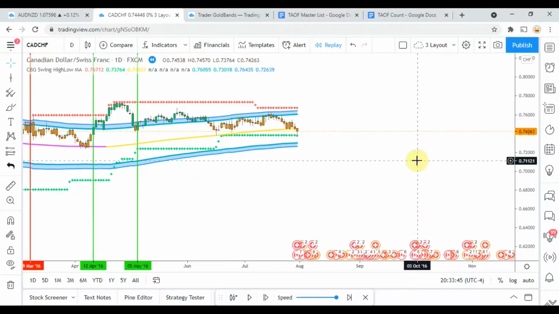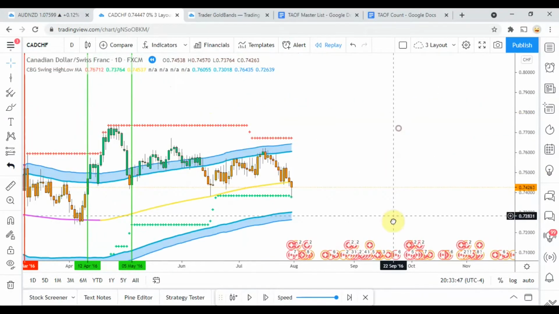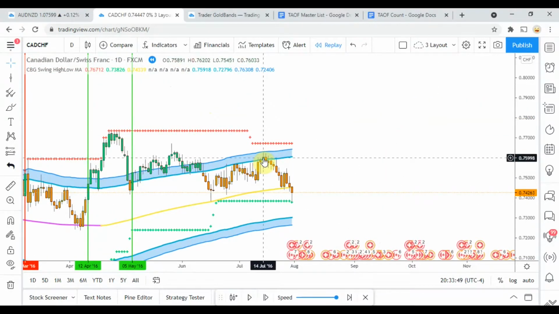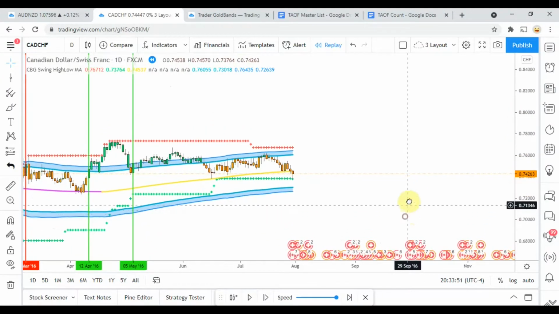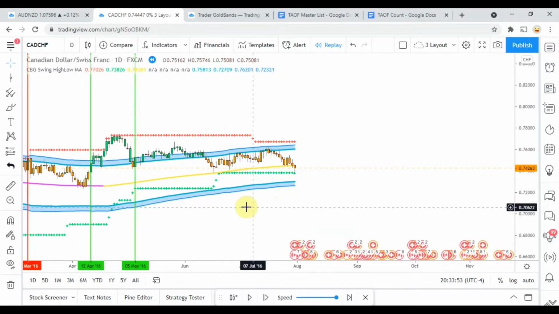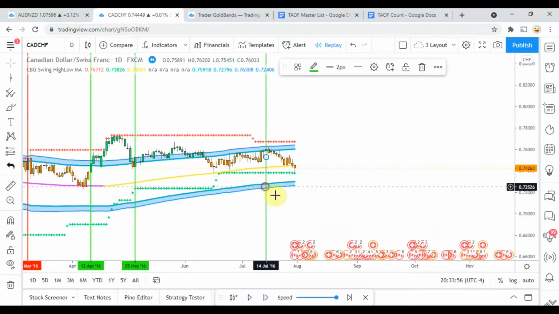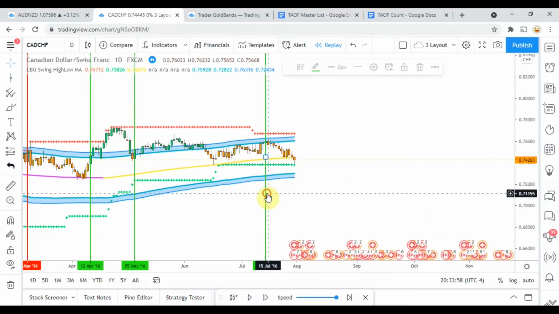Be real mindful of it because sometimes it's hard to see these, but it does appear. Yep, right there on that one. We were able to pick up a long signal right there.